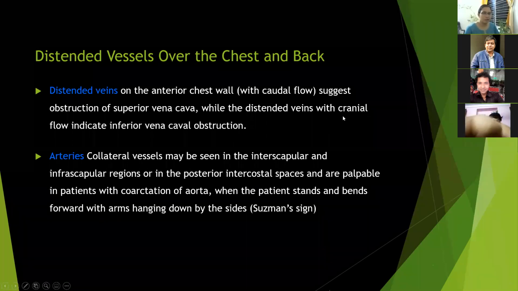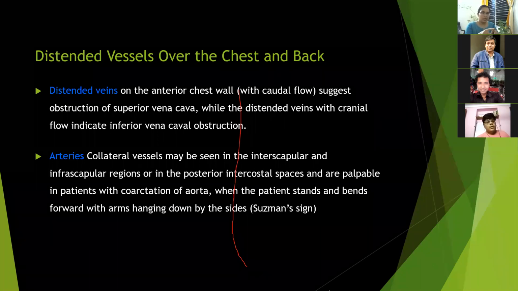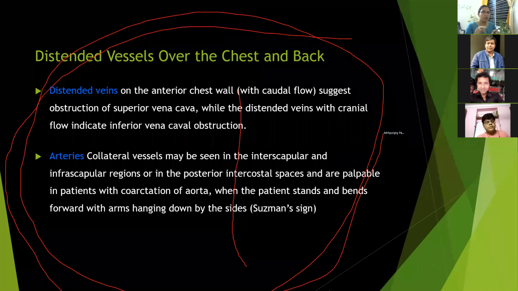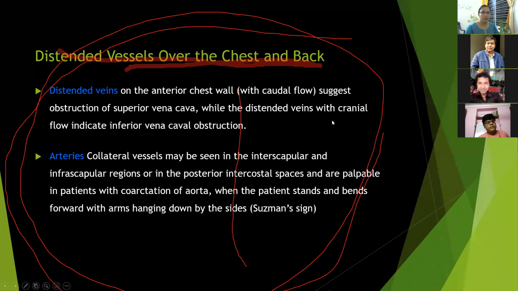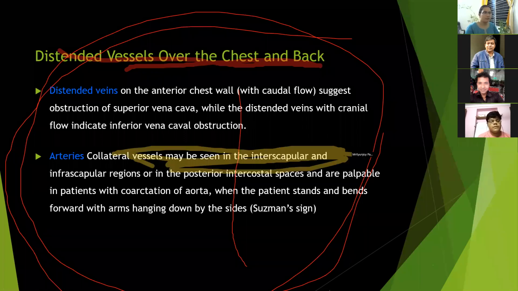How do you determine whether the veins have caudal flow or cranial flow? You will first use two fingers to empty or milk the vein. When you release the upper finger, you see how rapidly the vein is getting filled up. Then again, you remove the lower finger, and you see how rapidly the vein is filling up. The direction which fills up more rapidly indicates the direction of flow. Supposing it fills rapidly downwards, that means the flow is caudal.